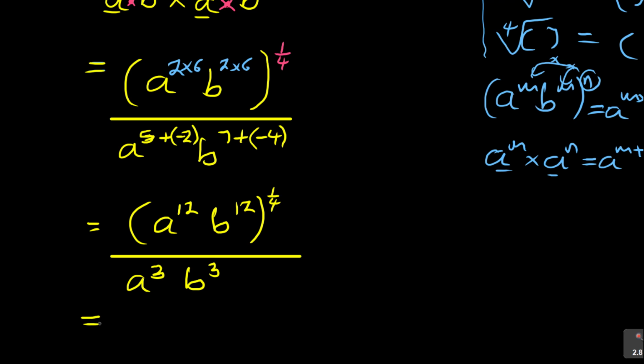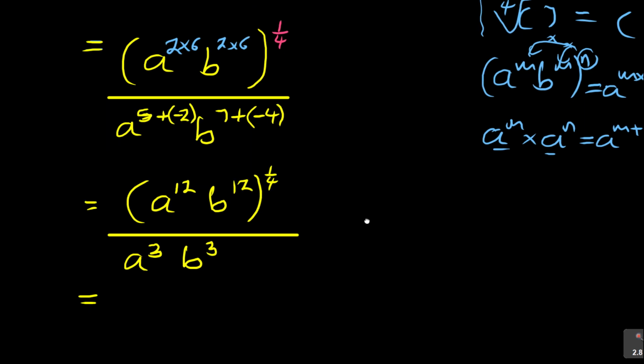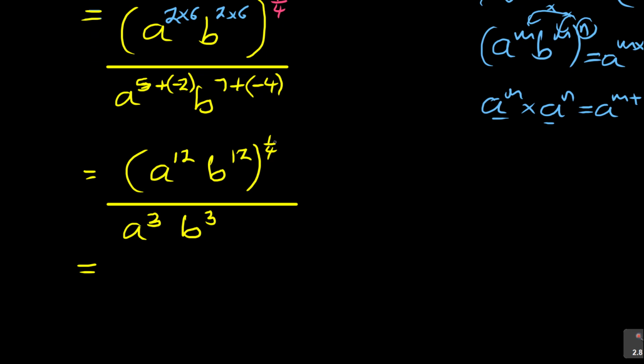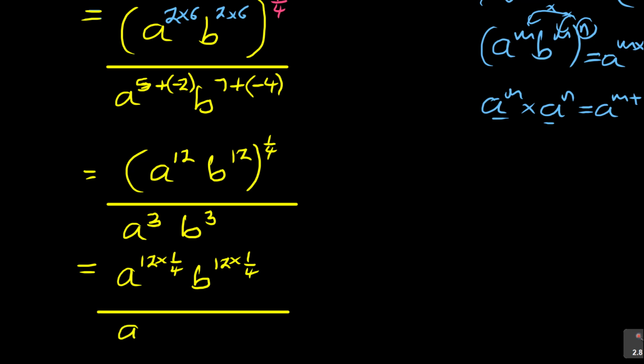All right, and then after that you can apply the same thing that I did previously. This 1 over 4 is going to multiply these exponents, so you multiply with that. Are you with me? So what does it mean? It means it's going to be a to the power of 12 times 1 over 4, b to the power of 12 times 1 over 4, and then it's all over a to the power of 3 and b to the power of 3.